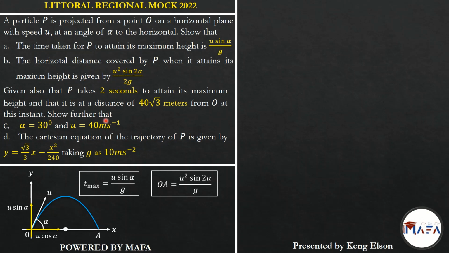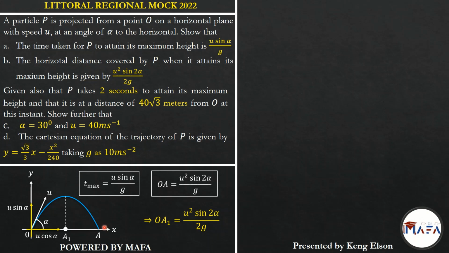So I'm just going to call the point of that horizontal distance A1, and the horizontal distance is OA1. So the horizontal distance when the particle attains the maximum height is the distance from O to A1, and we know that actually the distance from O to A1 is simply half of the distance from O to A.